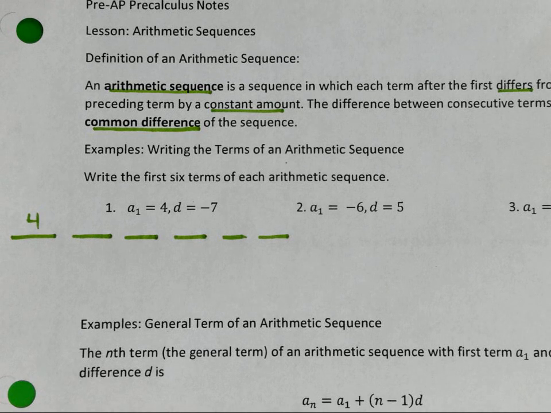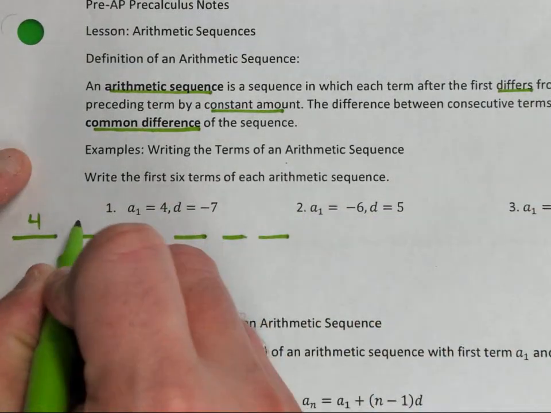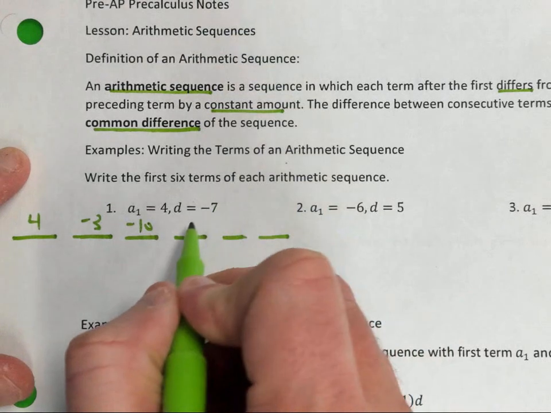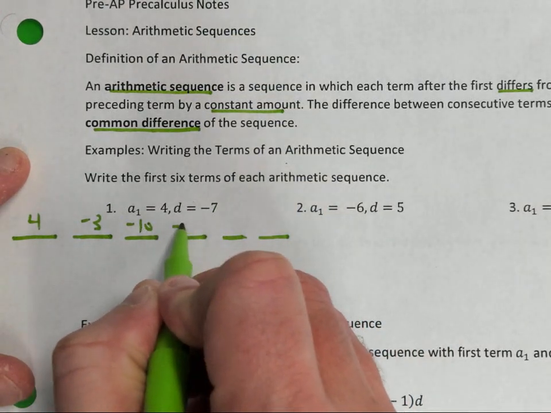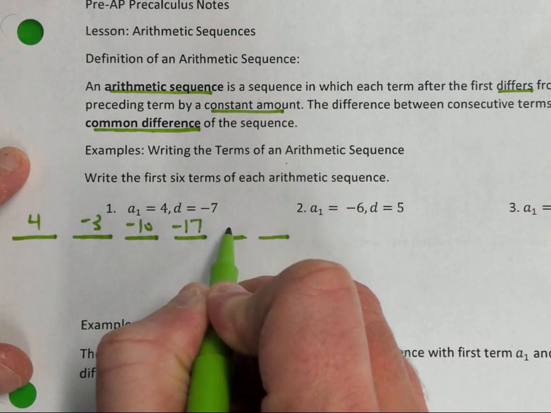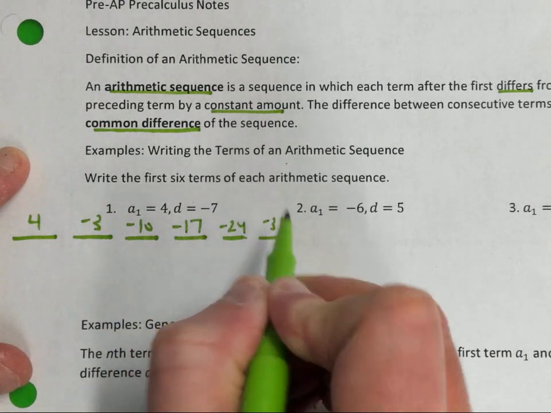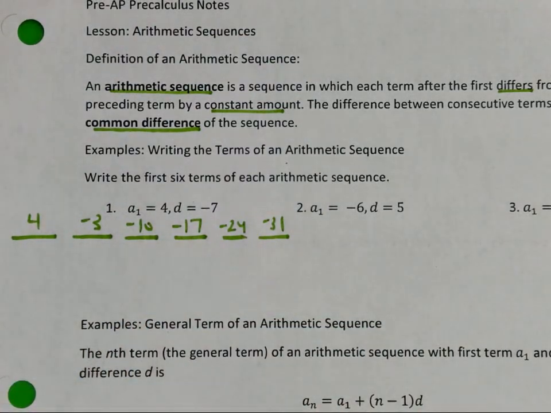What's 4 plus negative 7? Negative 3. Negative 3 plus negative 7? Everyone, negative 10 plus negative 7 is? Keep going. And then what? Those are your first 6 terms. You're adding a negative 7. That's why it's arithmetic, because you're adding.